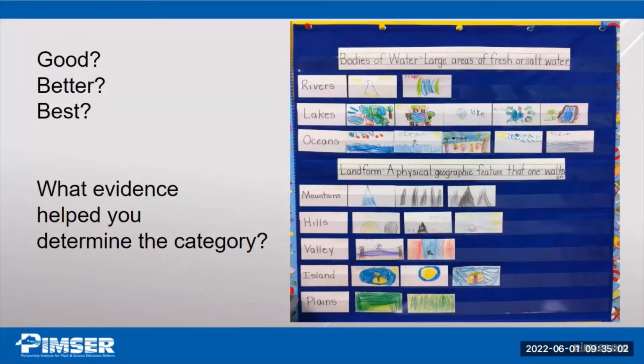Here's a word wall that's organized in a pocket chart. Students were studying bodies of water and landforms. So how would you rate this word wall? Are the words organized in a way that would help students find them? Does there appear to be any student-generated work or color on the word wall?